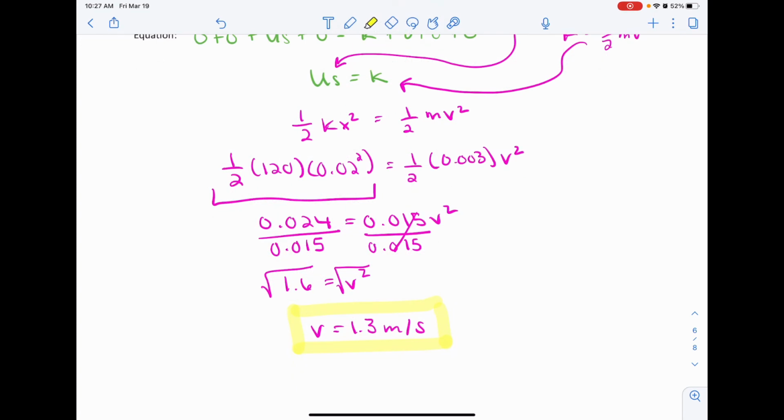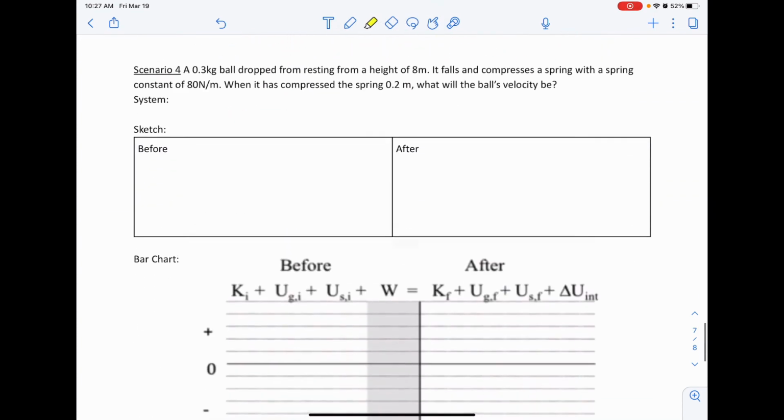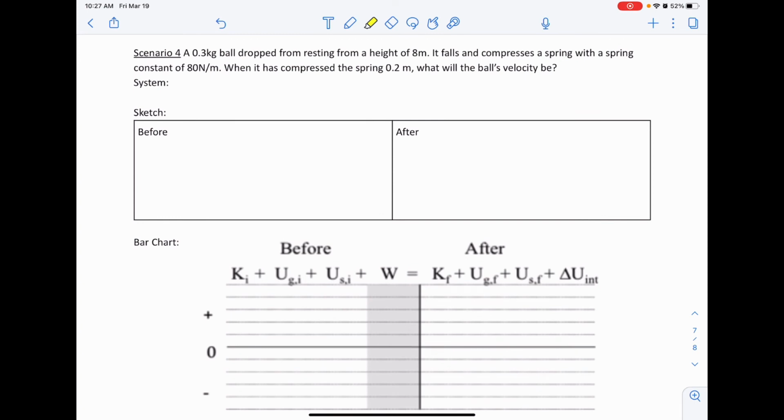Okay, let's look at one more problem together. So here we have a 0.3 kilogram ball is dropped from resting from a height of 8 meters. It falls and compresses a spring with a spring constant of 80 newtons per meter. The spring is compressed 0.2 meters. What will the ball's velocity be?